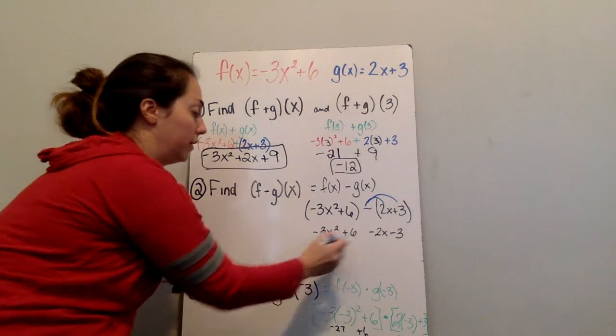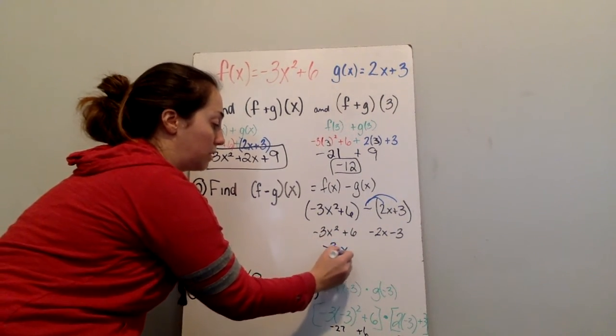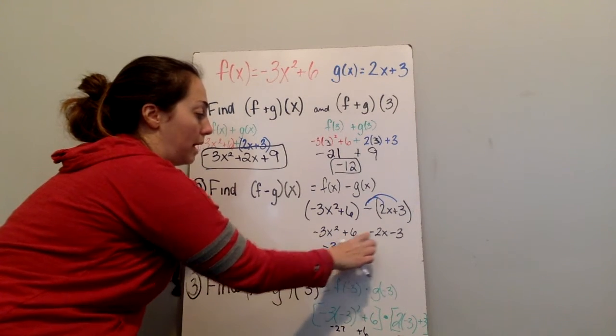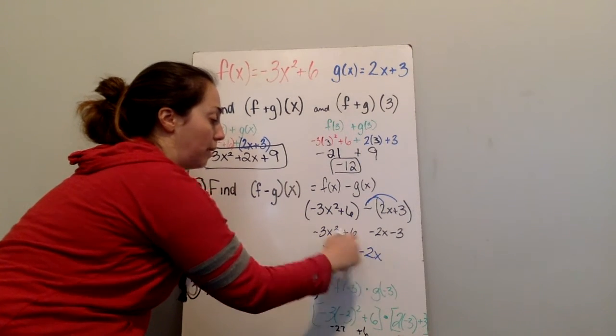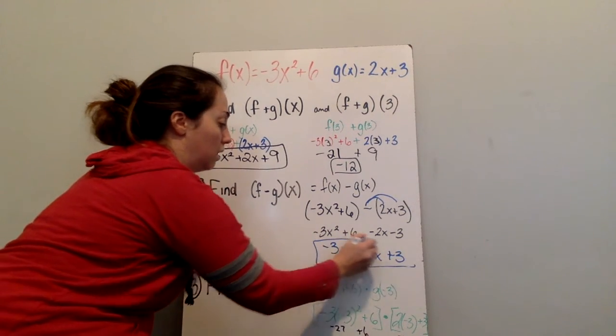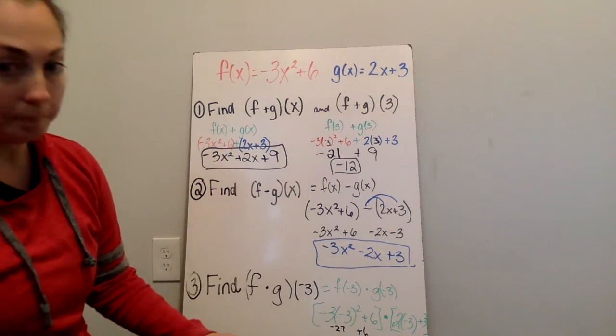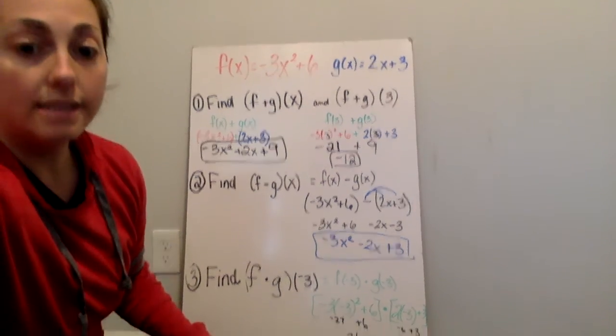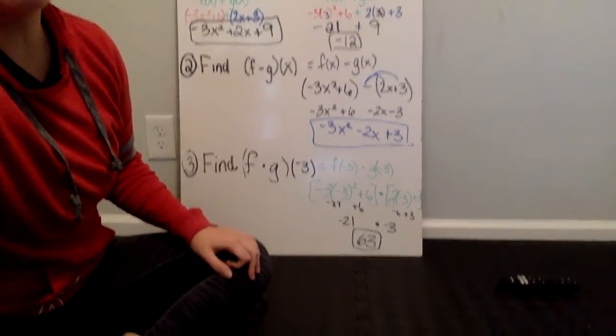So when you combine all these, there's no x squared, so negative 3x squared stays. I've got no more x's, so negative 2x, and I have positive 6 and negative 3, so my solution is positive 3. Okay, and then lastly, let's say we need multiplication, right?